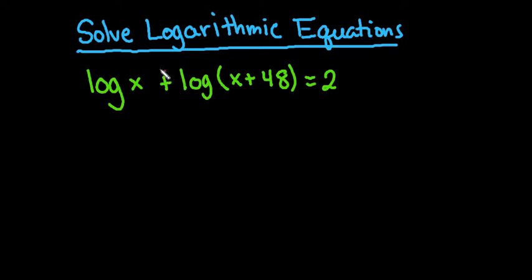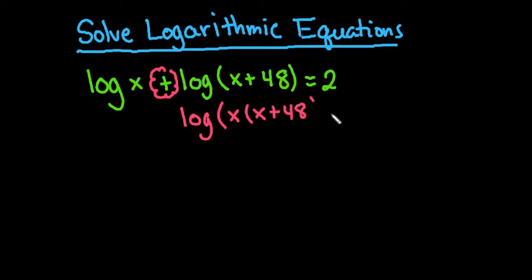Because it's log x plus log of x plus 48 equals 2, to write it as a single logarithm, we would multiply the two things together. So I would do x times x plus 48. And I did put double parentheses just so that we know that this whole thing is in the logarithm.